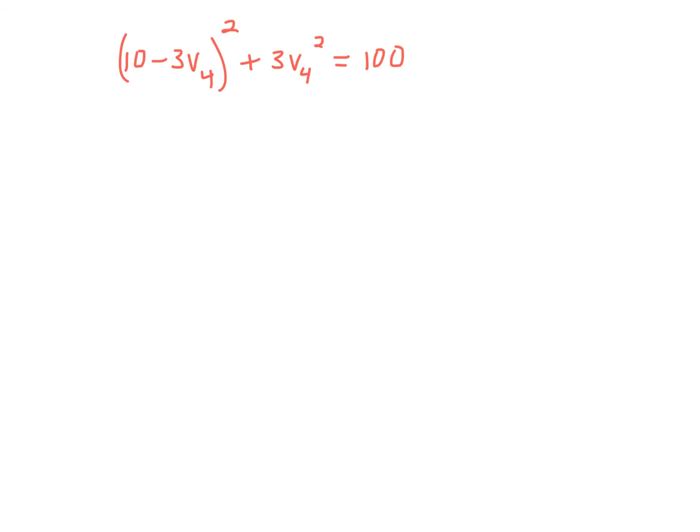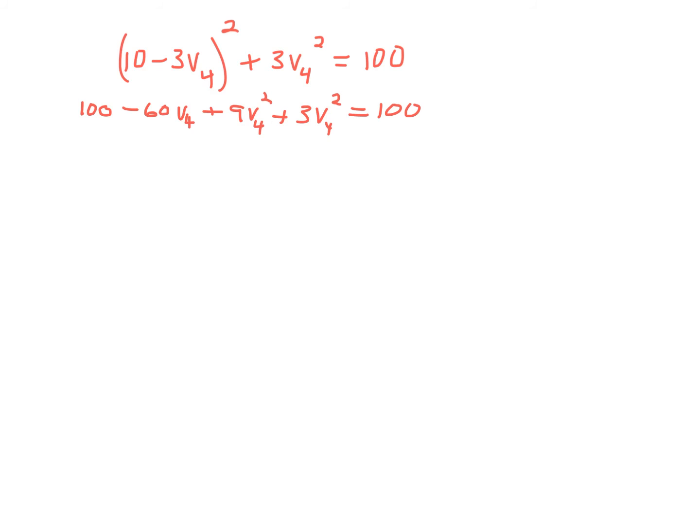We haven't done this in a while. This is fun. 10 squared is 100. Basically doing the FOIL, first, outer, inner, last, or when you're just squaring a simple binomial, you square the first one, you multiply the two terms, and double it. 3 times 10 is 30, times 2 is 60, so it's going to be minus 60 v sub 4. And then you square the last one, so negative 3 squared is 9, plus 9 v sub 4 squared, plus 3 v sub 4 squared equals 100.